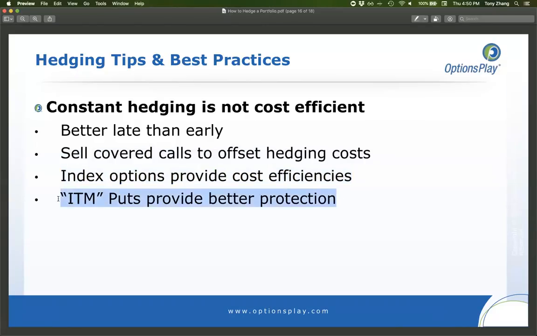But buying in the money puts, in my opinion, does provide you far better protection. You have less time decay with those in the money put options. And even if the market doesn't move very much, you're better protected with that in the money option than an out of the money option, which most people go for because it's cheaper.